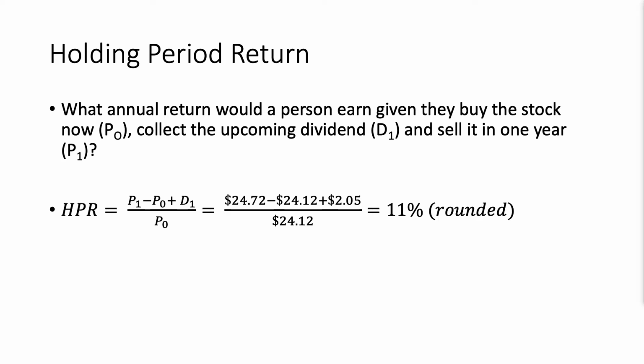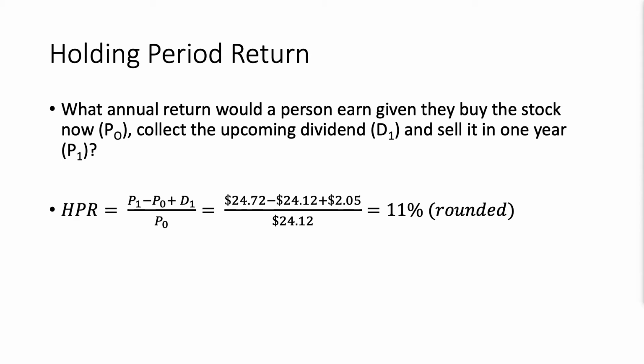So P0 appears twice in the equation. It appears in the numerator, in the middle there, and appears in the denominator. And look at that. The answer is 11%. And that's interesting because the required return of the stock is 11%. And so what we're showing, in a sense, is auditing the model.